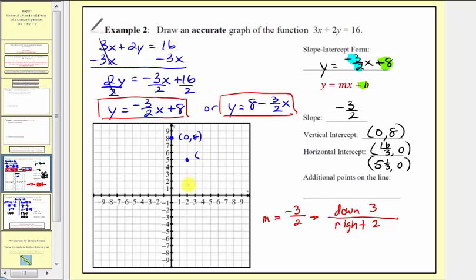So from the vertical intercept, again, we'll go down 3 units and right 2 units. This point would have the ordered pair 2, 5. We'll do that again, down 3, right 2. Here we'd have the ordered pair 4, 2. Going down 3 and right 2 again, we would be here at the ordered pair 6, negative 1. And let's go ahead and do that again. Down 3, right 2. Here we're at the ordered pair 8, negative 4. Let's go ahead and graph our line.